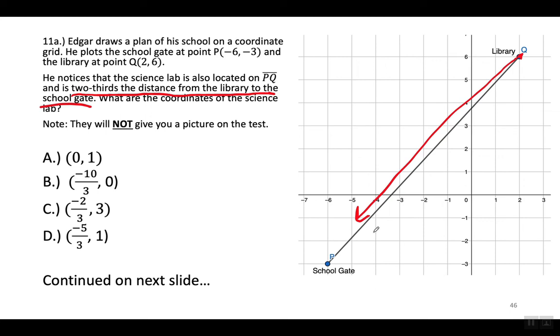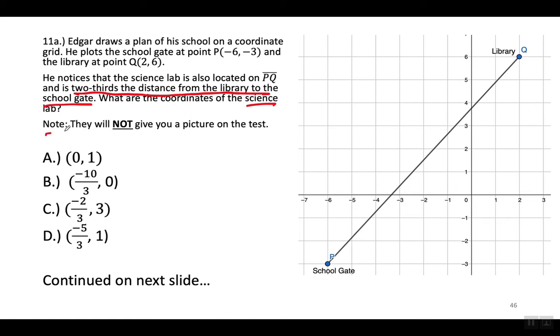Okay? So they want to know what are the coordinates of the science lab, which is located 2/3 the distance from the library to the school gate. What are the coordinates, okay? Ellos quieren saber los coordinados de esta clase de ciencia que está a 2/3 la distancia desde la biblioteca hasta aquí, desde el punto Q hasta el punto P, okay?